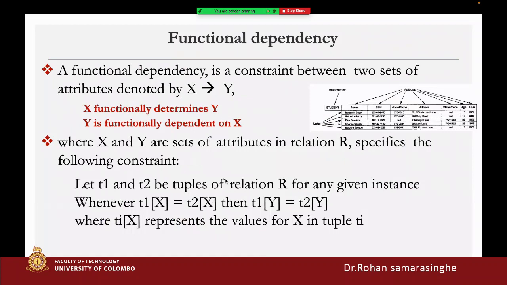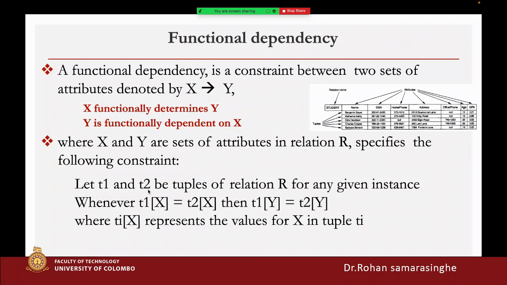So when we discuss more about functional dependencies in set theory and statistics, a functional dependency is a constraint between two sets of attributes, denoted by X implies Y. That means Y is functionally dependent on X, where X and Y are sets of attributes in the relation, specifying the following constraint.